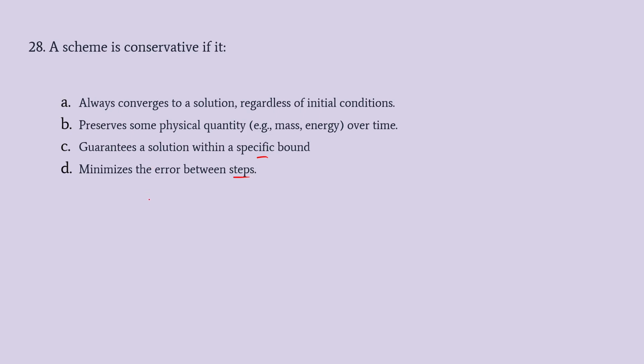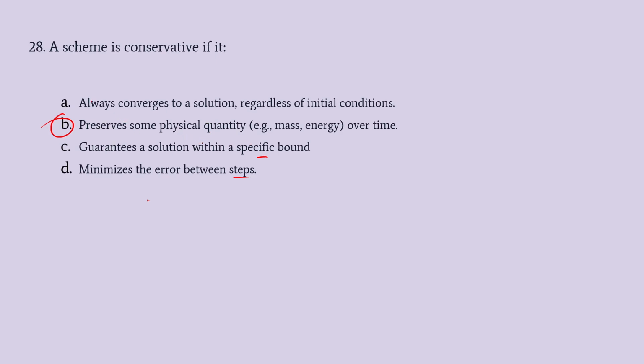Our answer is option B, that is preserve some physical quantity over time. So we have already discussed why finite volume method is conservative, because it conserves the fluid property or the property being transported. So the same is here. The conservative property defines the conservation or preservation of some physical quantity.